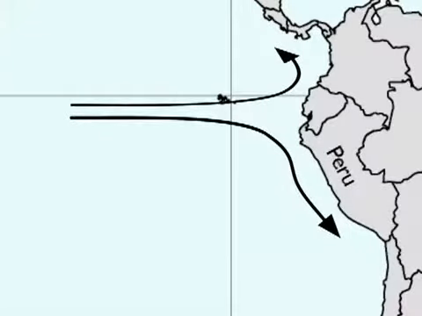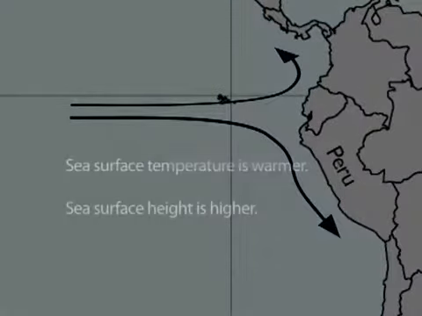As a result of the Kelvin wave propagation and massive water flow across the ocean, the temperature near the ocean surface increases at the Peruvian coast, and the sea surface height is higher than normal.